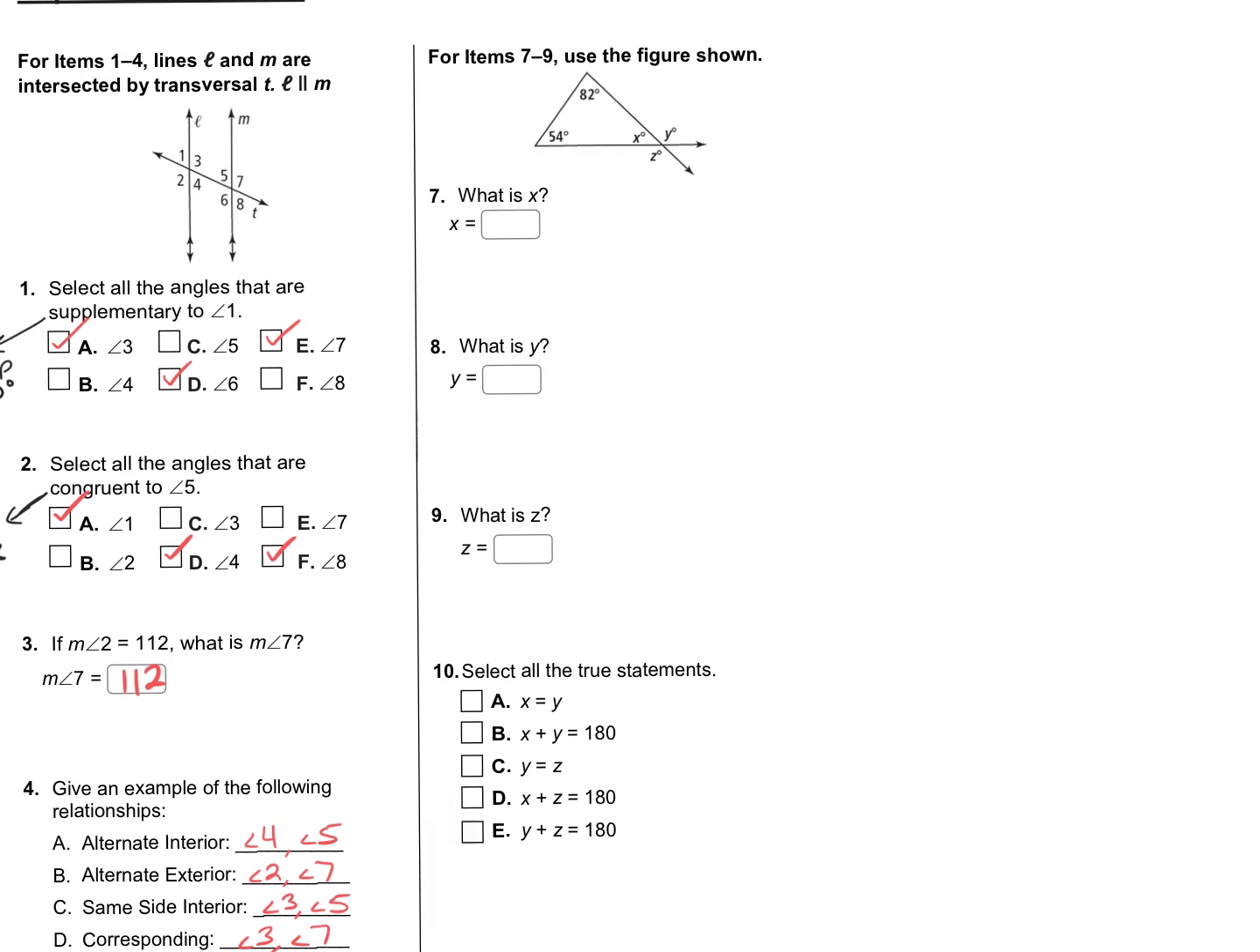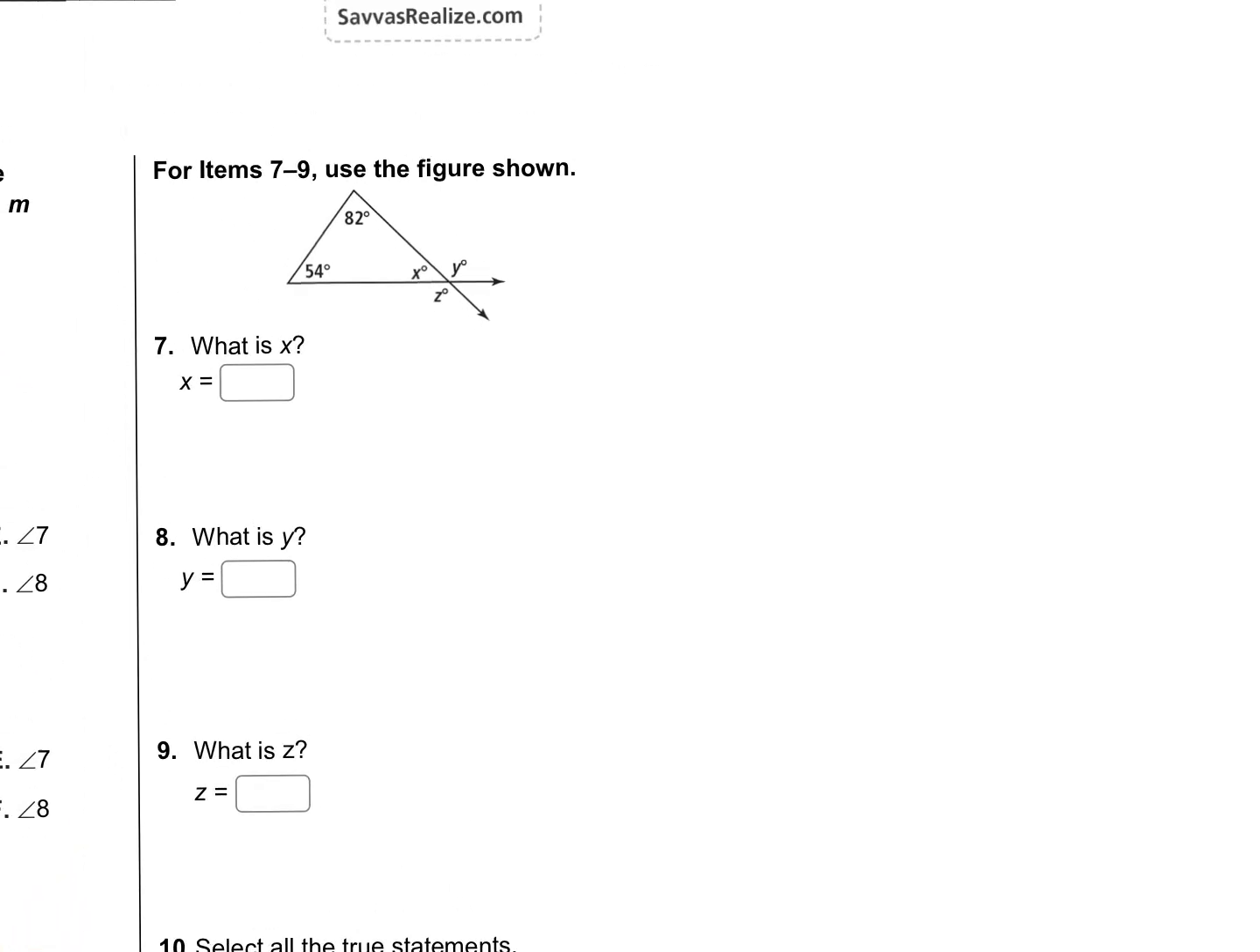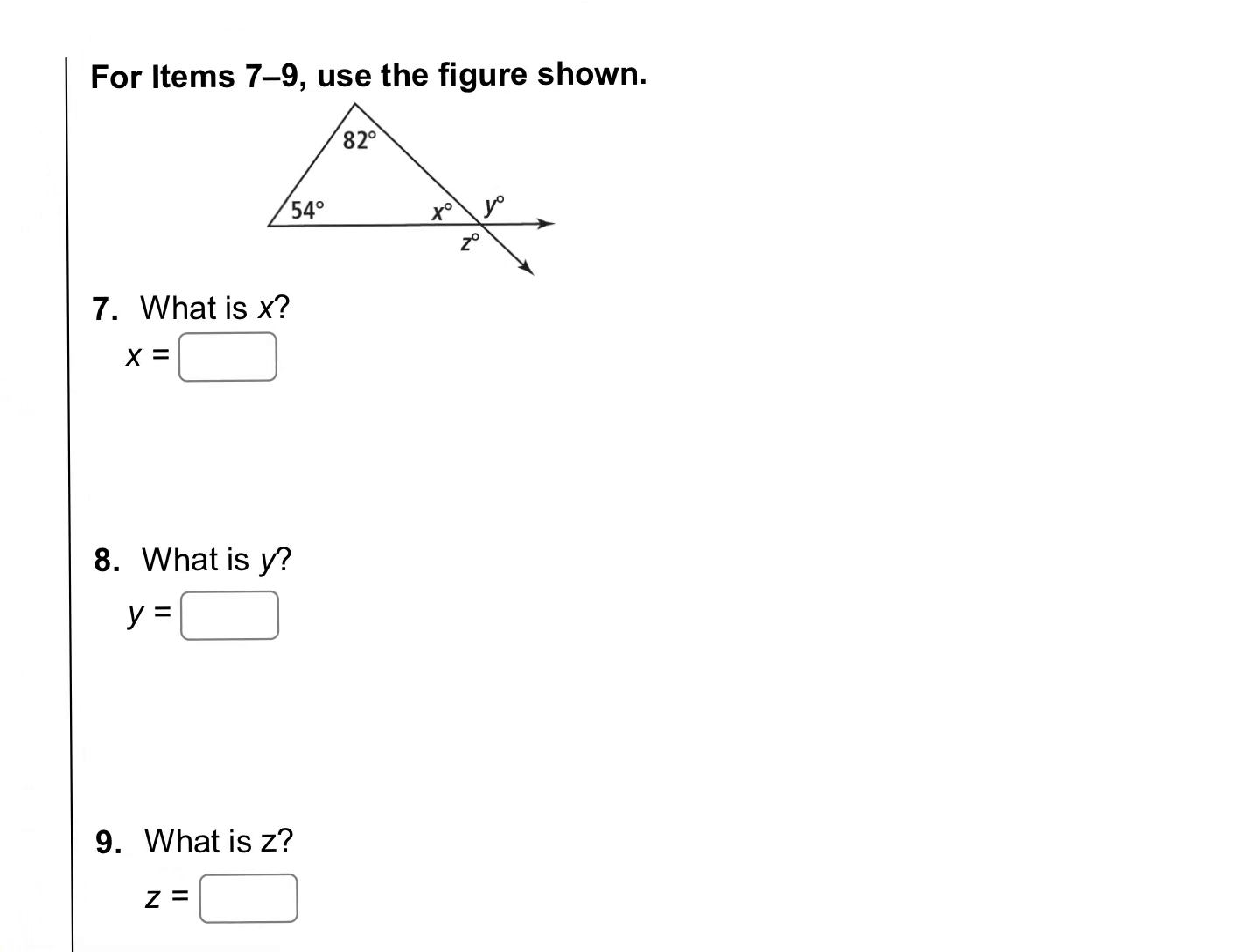Moving on to 7, 8, 9, and 10. Let's talk about the 3 things we're going to use to help us find angles in triangles. What's one of them? There's 3 things that we know. 3 facts to help us. All angles add up to 180.